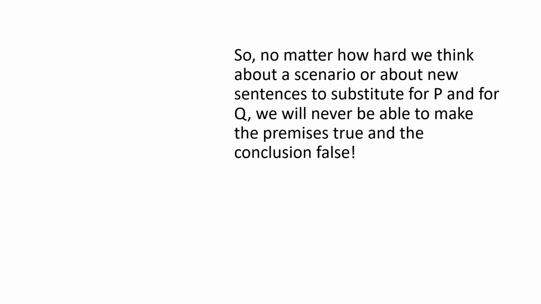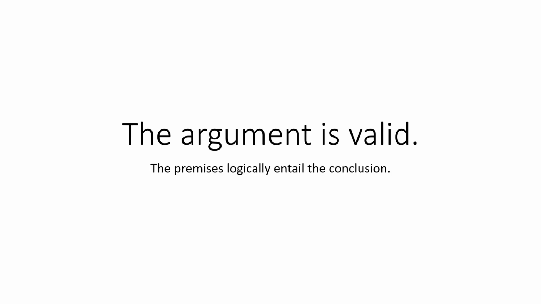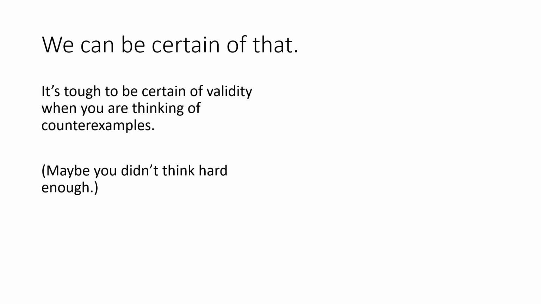So no matter how hard we think about a scenario or about new sentences to substitute for P and Q, we'll never be able to make the premises true and the conclusion false. Making the second premise true and the conclusion false required that the first premise be false. We'll never get true premises and a false conclusion. That means the argument is valid, or in other words, the premises logically entail the conclusion. We can be sure of that this time.